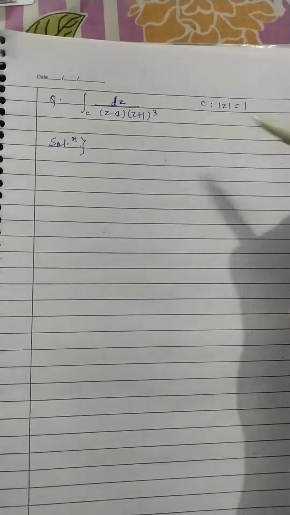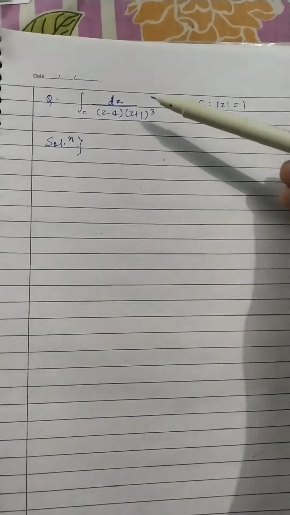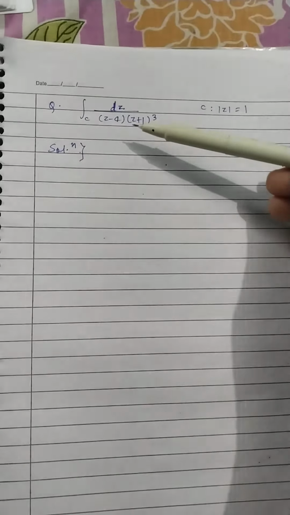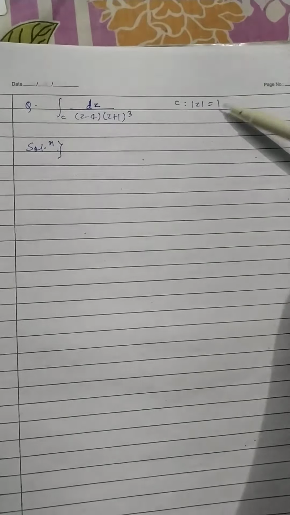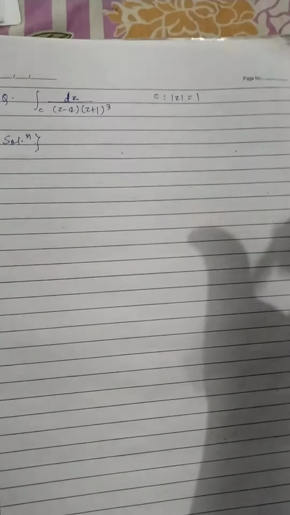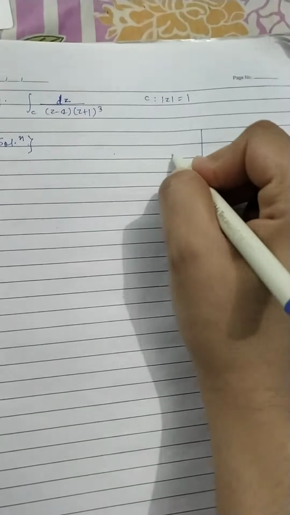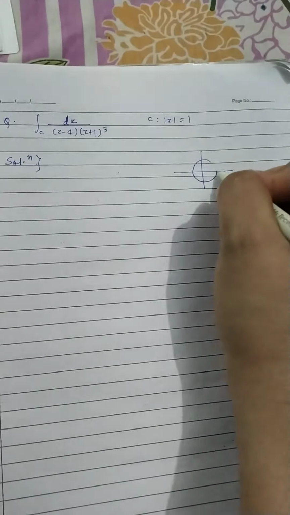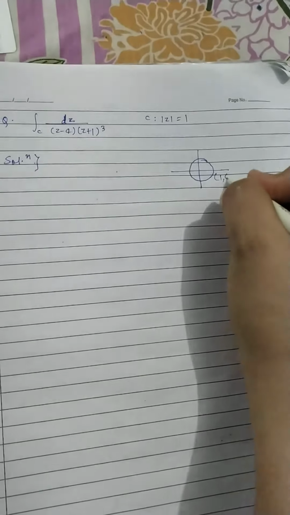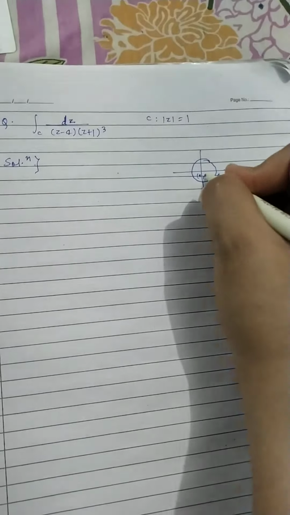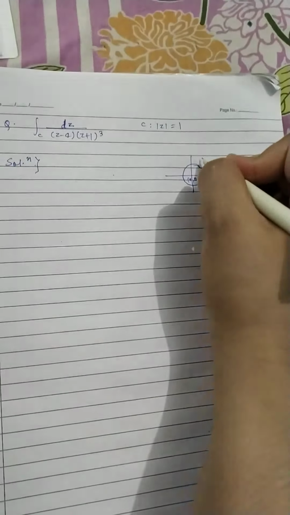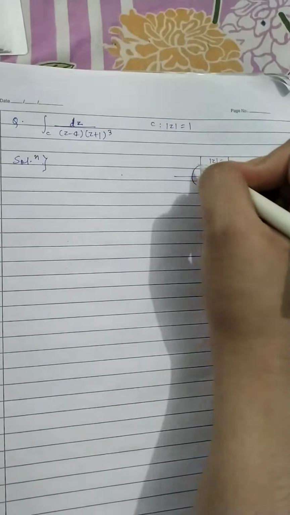Hey guys, now we will see a new question, that is the integral of dz upon (z minus 4) into (z plus 1) whole cube, where C is mod z equals 1. So mod z equals 1 means it is a unit circle, with radius 1 and center 0 comma 0. Okay, so this is mod z equals 1.